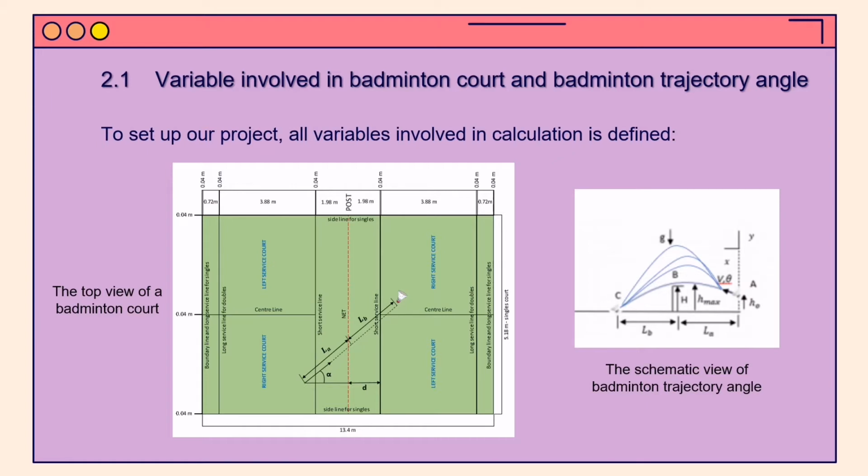Methodology. The variables involved in badminton court and badminton trajectory angle. To set up our project, all variables involved in calculation are defined as follows. The figure on the left shows the top view of the badminton court, while the figure on the right shows the schematic view of the badminton trajectory angle.